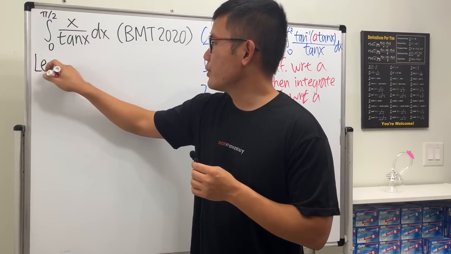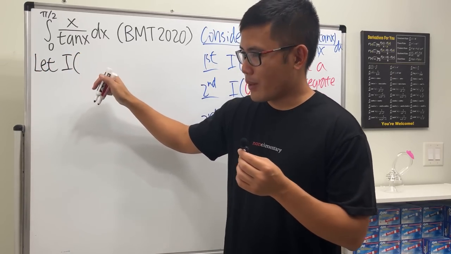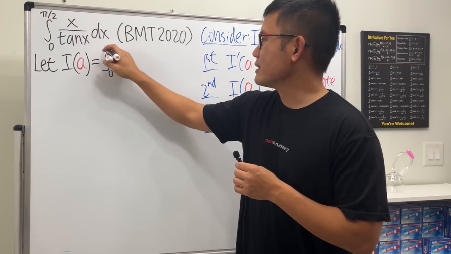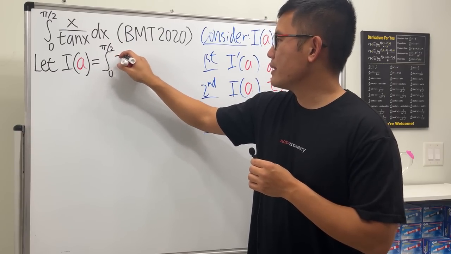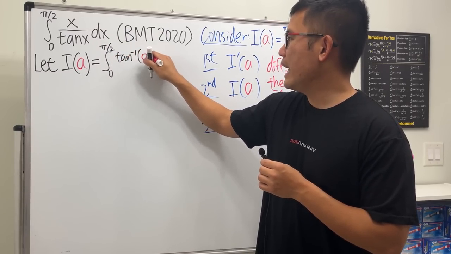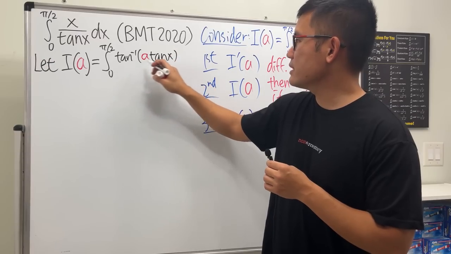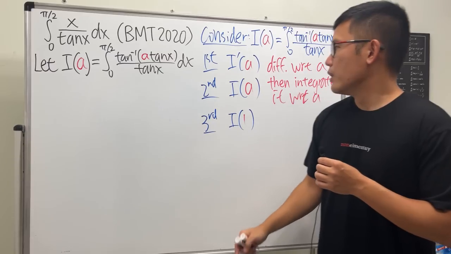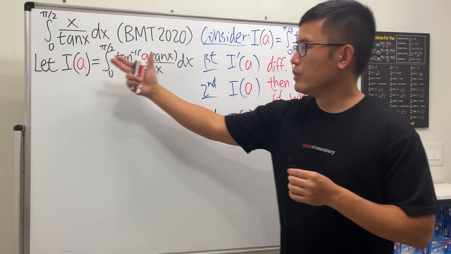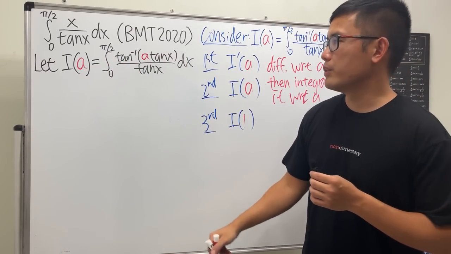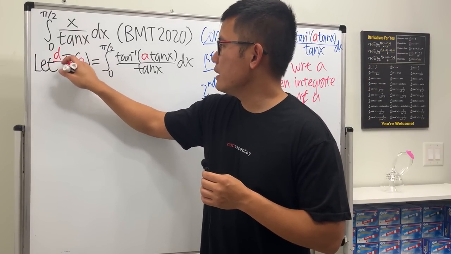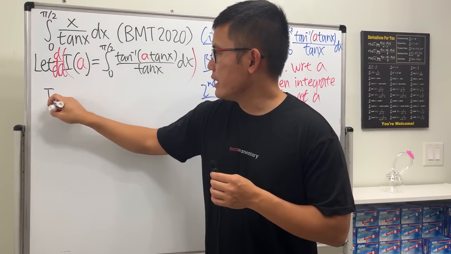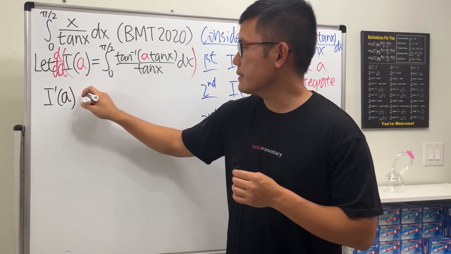So right here, I'm just going to start everything from scratch. Define I of a to be the integral going from 0 to pi over 2, and on the top, let's put down inverse tangent of a times tangent x over tangent x dx. Step 1, we are going to look at this and differentiate that with respect to a. So I will just put this down right here, d/da, like so. On the left hand side, we will indeed get I prime of a. That's the notation for that.